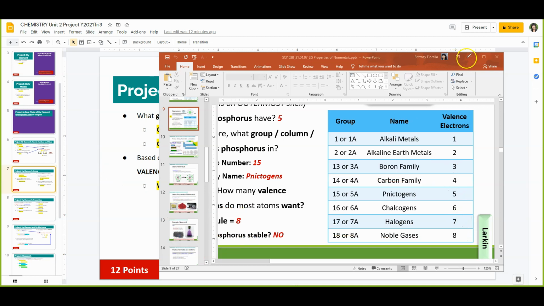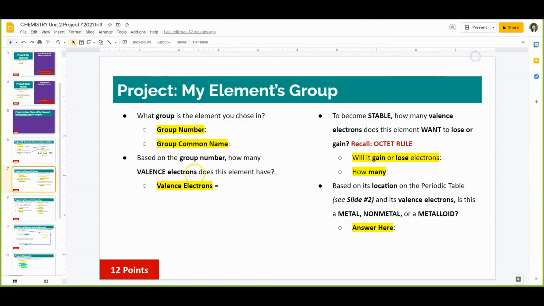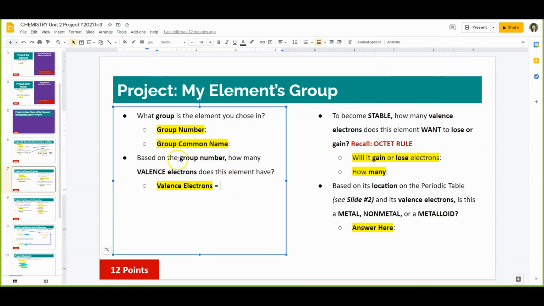So I would double check it both ways. Make sure that your valence electrons are consistent with your group number, as well as with what you did on slide 4. So valence electrons should be based on group number, as well as what you did for the Bohr model on slide 4. Okay? So to become stable, how many valence electrons does this element want to lose or gain?